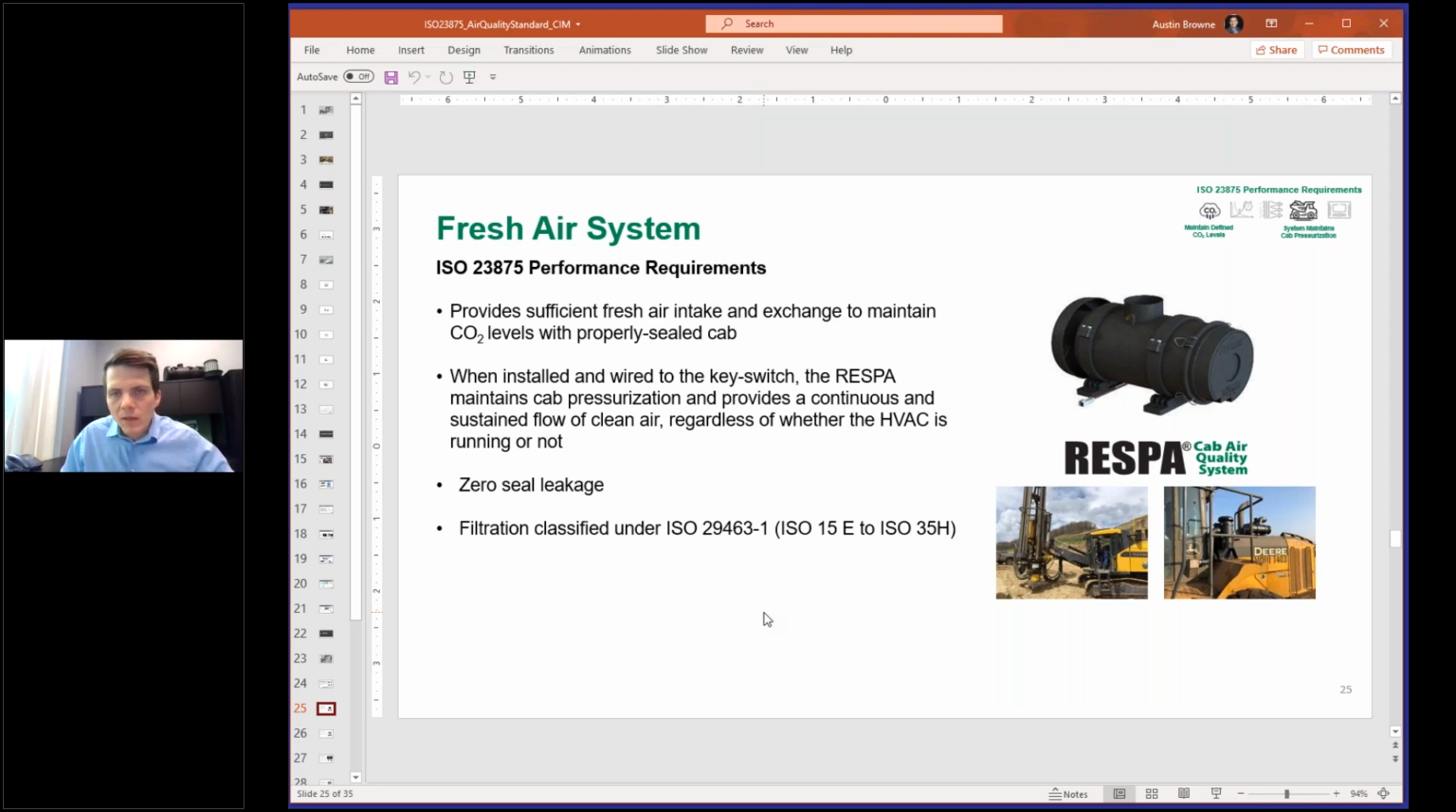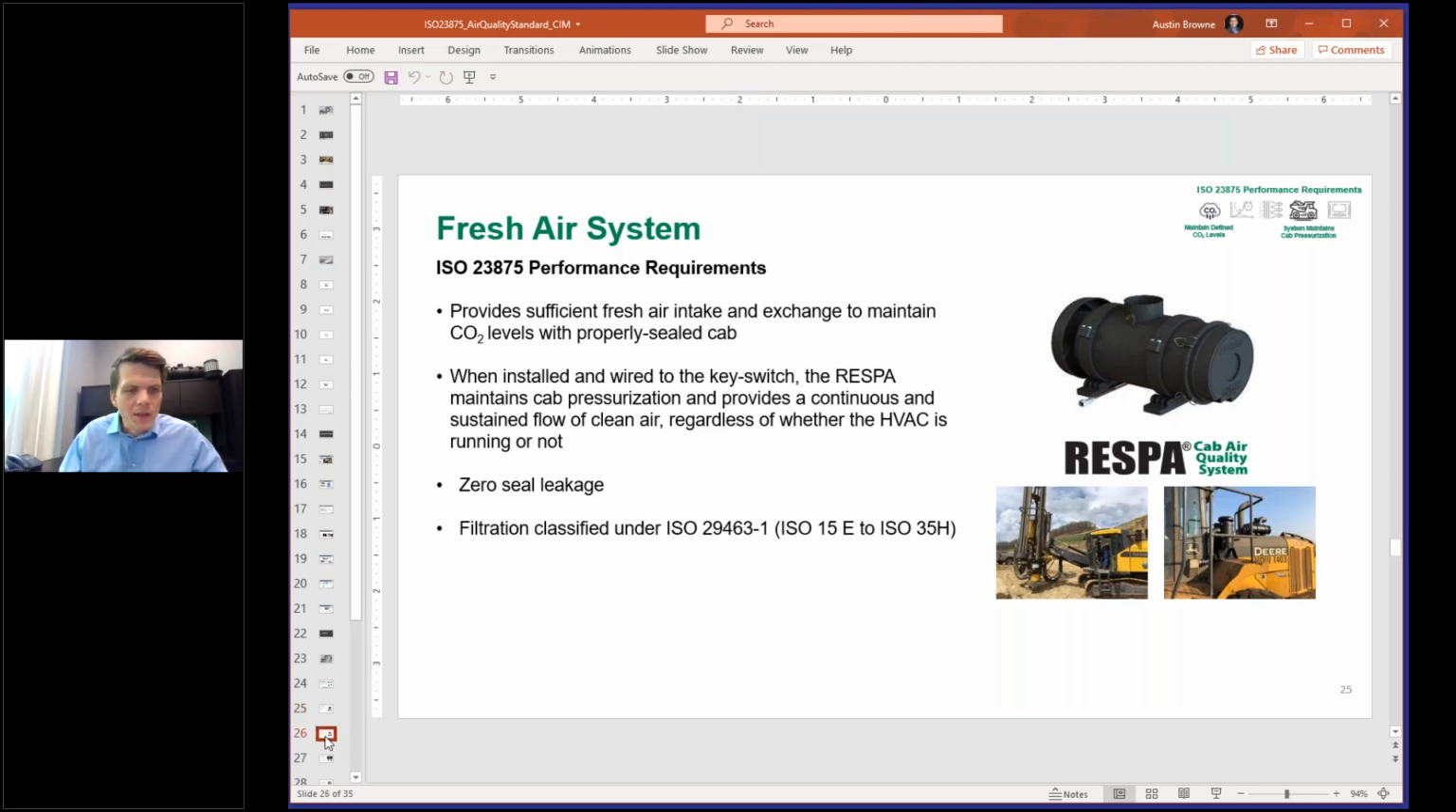And then the last thing to really make sure that you're looking for whenever you're evaluating fresh air systems is to look at filtration that is classified under ISO 29463. And so the 23875 standard specifically calls out either an ISO 15E or an ISO 35H filter. These are very high efficient filtration medias that will allow your team from an industrial hygiene, from a maintenance, from an operations perspective, to arrest smaller, finer particulate as well as nanoparticles on a job site.